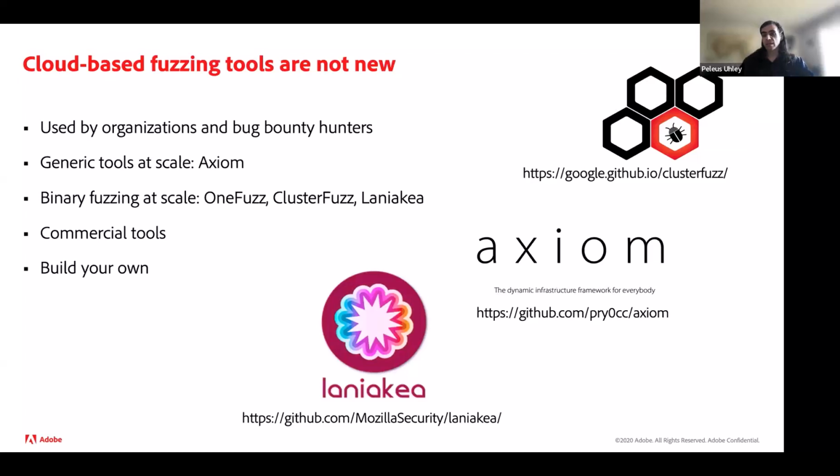And there are lots of different cloud-based fuzzing tools available. You can run generic tools at scale using tools like Axiom. There are multiple binary fuzzing at scale tools such as OneFuzz, ClusterFuzz, and Laniakea. Those are created by Microsoft, Google, and Mozilla respectively. There are commercial tools out in the market for this, and people have been building their own for quite some time. I gave a talk at Black Hat a few years ago about building scalable infrastructure in the cloud.